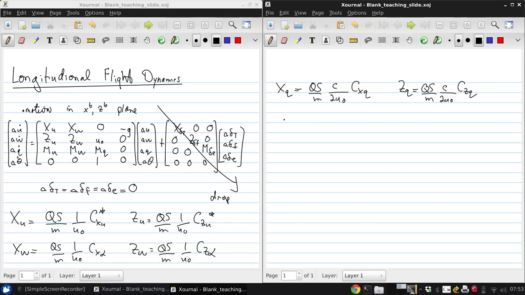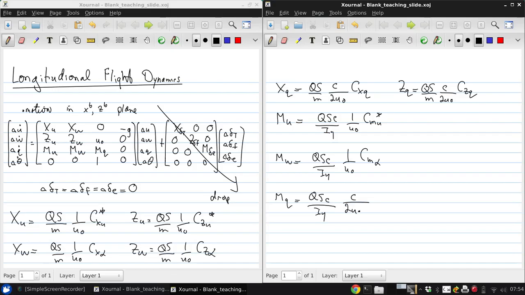For the moment coefficients, or the moment stability derivatives, M_U is QSC over I_Y, 1 over U naught, and C_M_U star. M_W is QSC over I_Y, 1 over U naught, times C_M alpha. And M_Q is QSC over I_Y, C over 2 U naught, C_M_Q. Now, since we assume our aircraft has left-right symmetry, then I_XY equals I_YZ equals 0. So for simplicity, we just say that I_Y is what we would normally call I_YY, because there's only one Y component of the inertia tensor that comes into play.